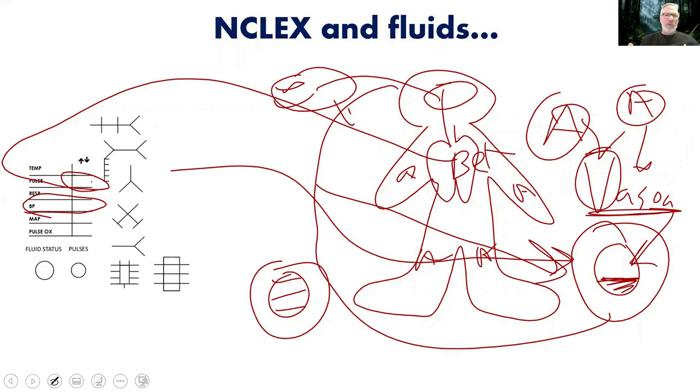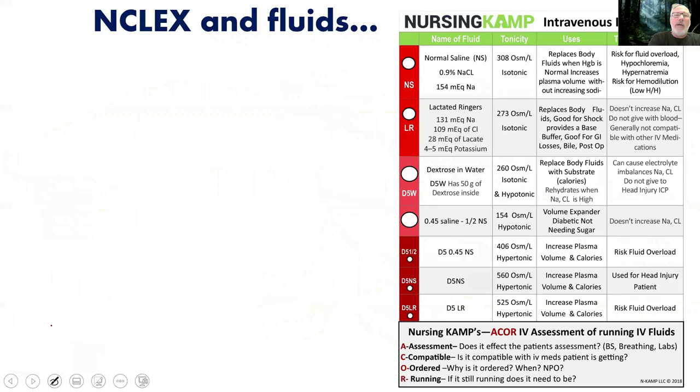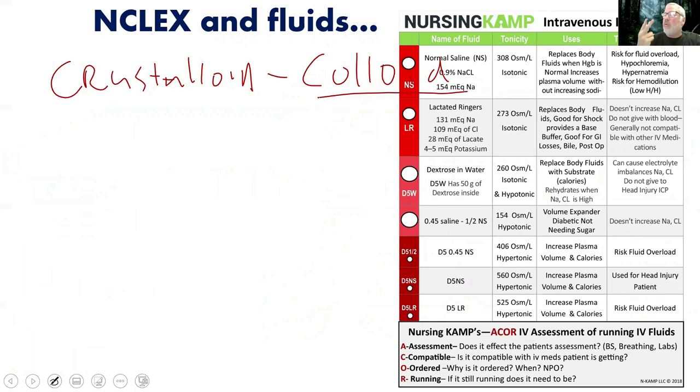So we need to go to the next step, which is what kinds of fluids do we have? When we're looking at fluids, there are two types: crystalloid and colloid. As you're doing questions, they might not say normal saline. They might say it's a crystalloid, so you need to know there's a difference between these two.